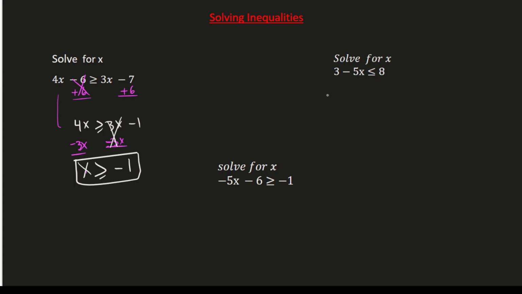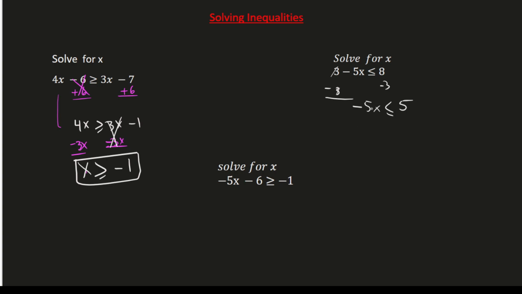So let's go and work this one out. We're going to do the same thing. We're going to bring the 3 over here. So minus 3. This is 3 minus 5x is less than or equal to 8. So what we need to do is to move that 3 over here. So minus 3 on both sides. So you add this, plus 3 minus 3 is equal to 0. But we are left with minus 5x is less than or equal to 8 minus 3, which is 5.